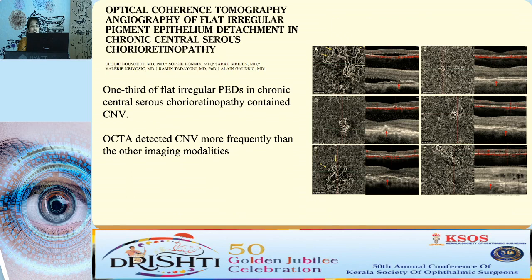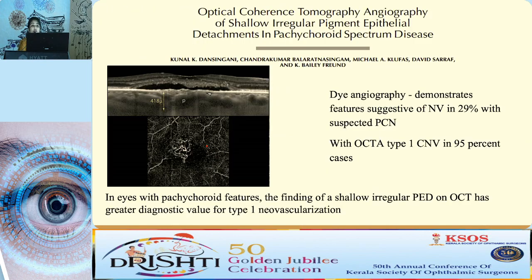So what is the importance of a flat irregular PED in CSCR? This is an article published in Retina where they evaluated flat irregular PEDs in CSCR, and they found that 1/3 of these PEDs in chronic CSCR contain CNVM. So it is a very important biomarker which alerts us to go ahead and look for a CNVM.